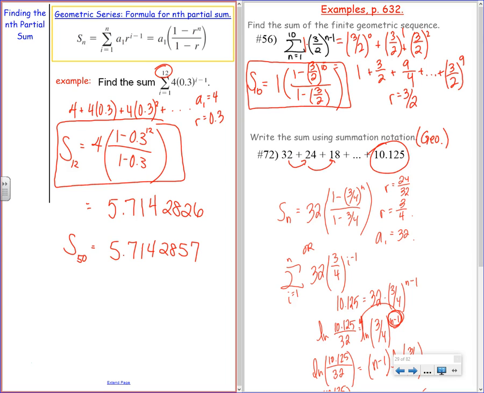Have you guys go to 100, to 500, to 1,000, to 5,000. It's still going to be 5.714. The decimals will kind of stabilize, is what we would call them. And the number just kind of settles. Does that make sense? Just kind of settles into one number. Let's see what's different with this guy.